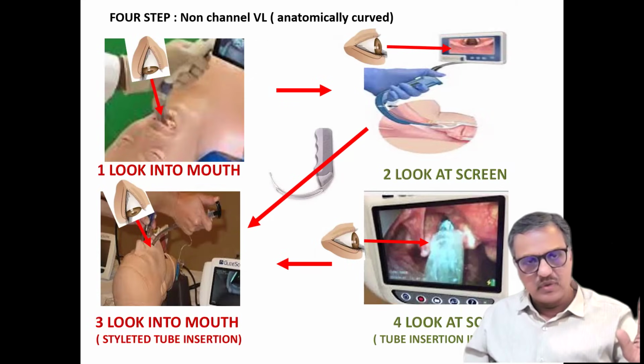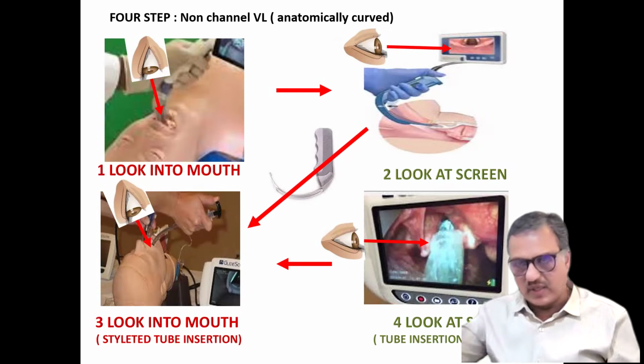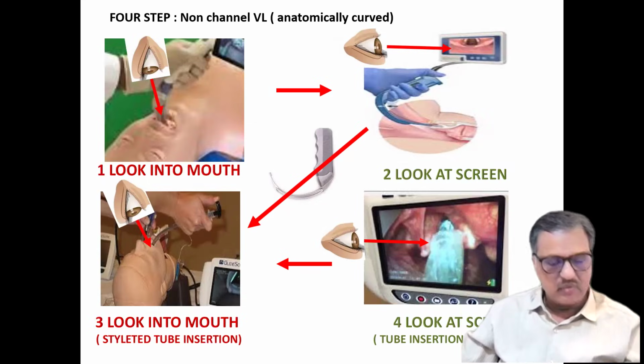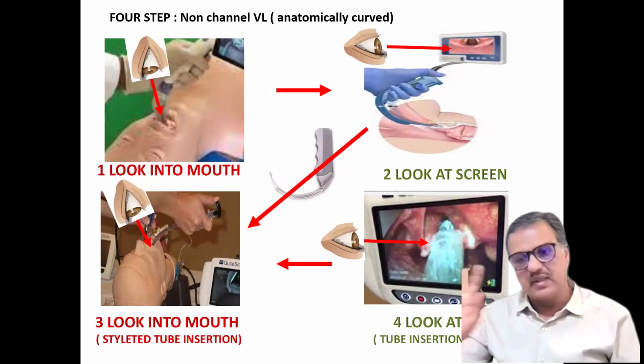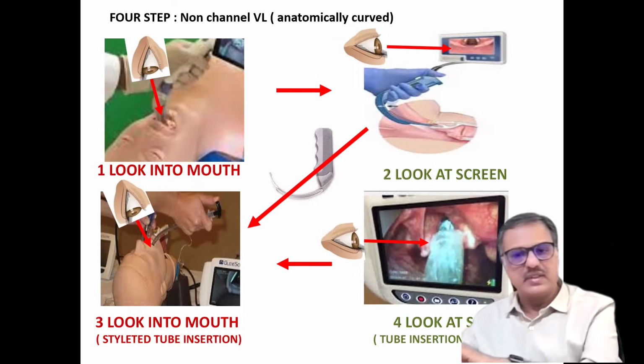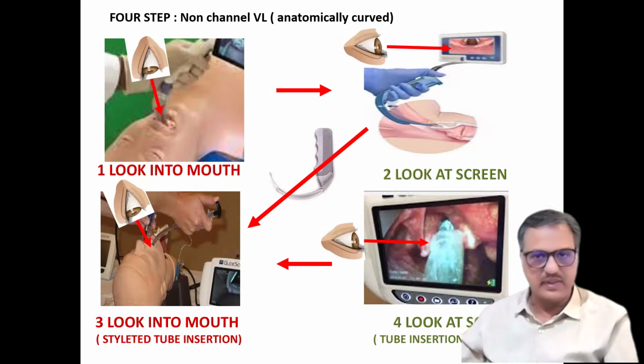First, mouth for videolaryngoscopic insertion. Second, screen for aligning the laryngeal image. Third, looking at the mouth for inserting the tube. And then advancing the tube into the larynx, you have to look at the screen. So this is a four-step technique: mouth, screen, mouth, screen.